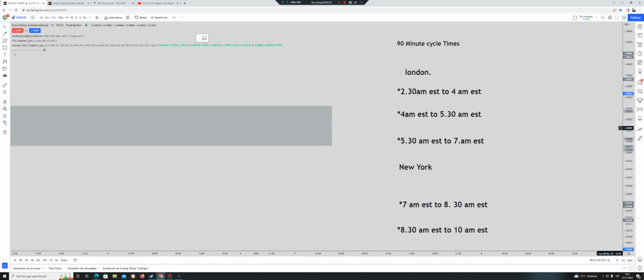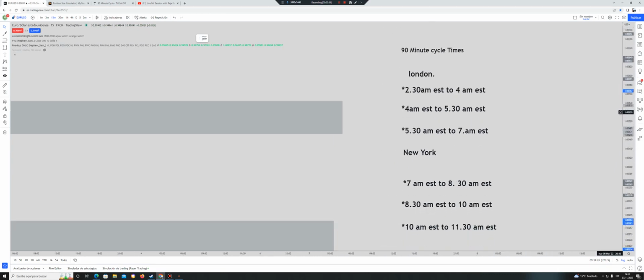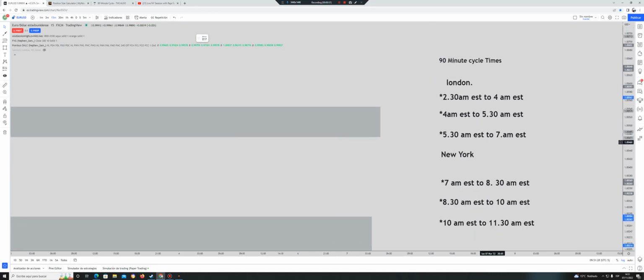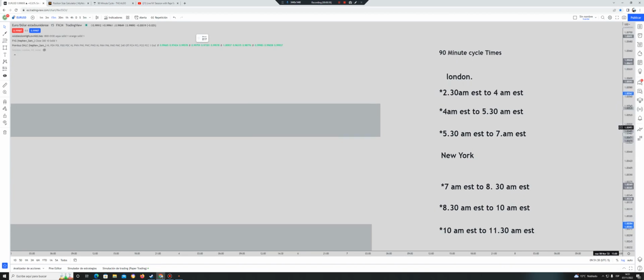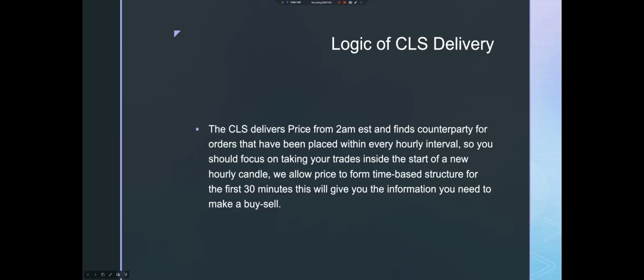Now I want you to understand how to trade it. Okay, how can we trade those 90-minute cycles? Now we have to understand the logic of the CLS delivery, how the CLS delivers the price. Okay, so the CLS delivers price from 2 AM EST and finds counterparty for all orders that have been placed within every hourly interval. So you should focus on taking your trades inside the start of a new hourly candle.